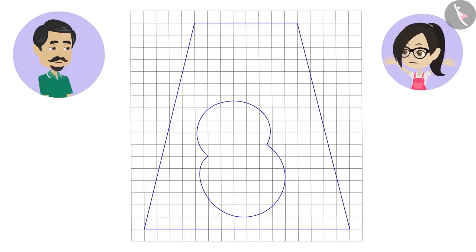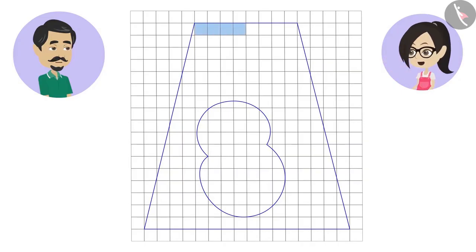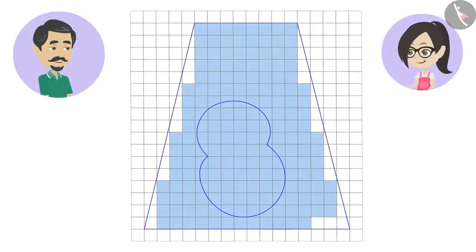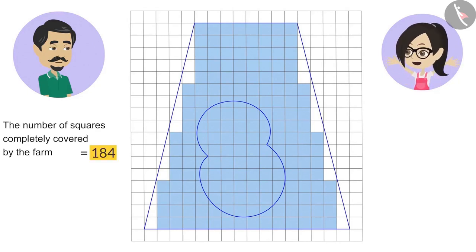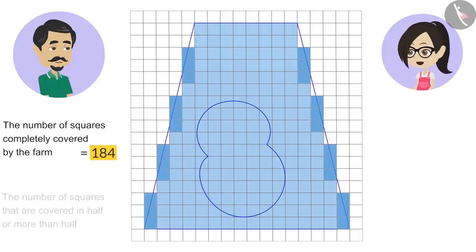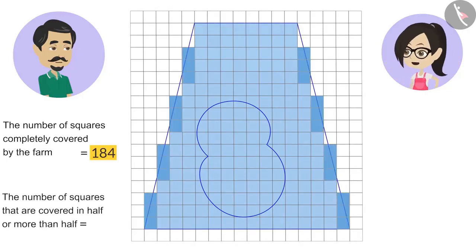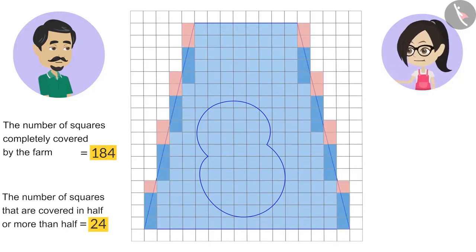First, count them. 1, 2, 3, 4, ... 183, 184. The number of squares completely covered by the farm is equal to 184. Now we will count the squares that are covered in half or more than half. Their number is 24.